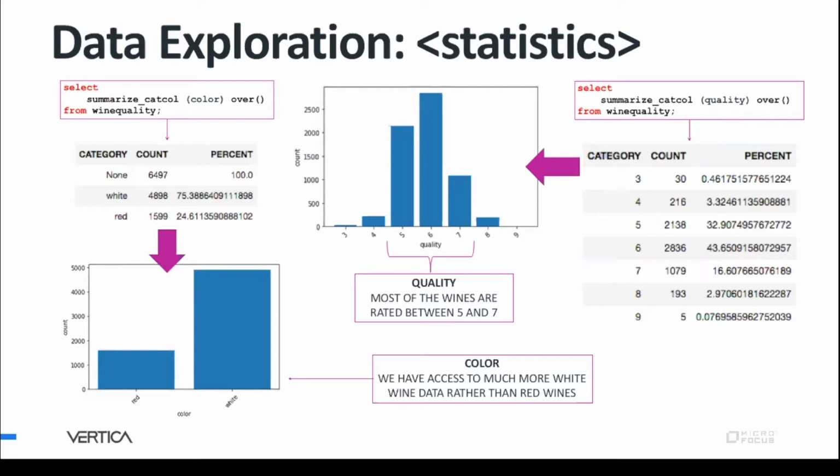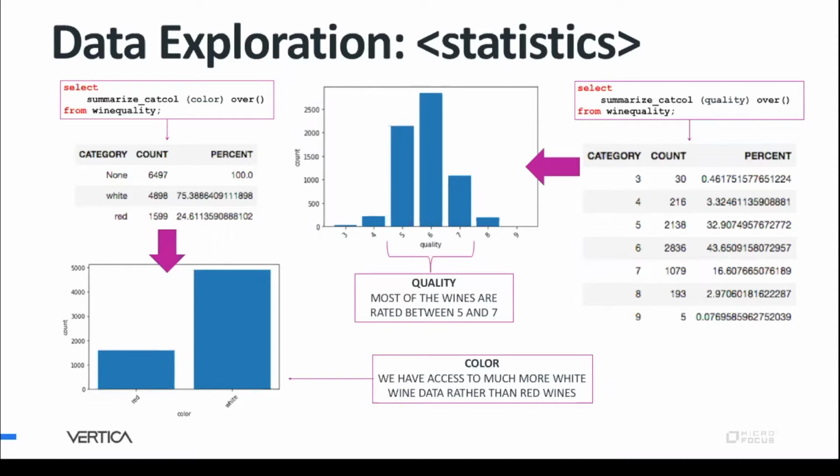And we can see the quality. We can see that most of the wines are rated between 5 and 7, which is not bad because it's totally normal. Just imagine that you put a wine into production in the supermarket and it's a really bad wine. So I don't know where the marketing could be in this way. The wine must be at least 5.